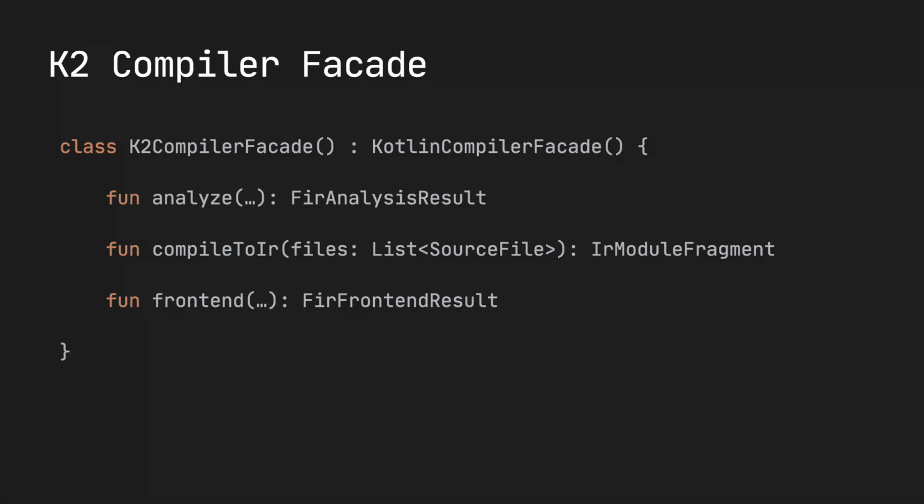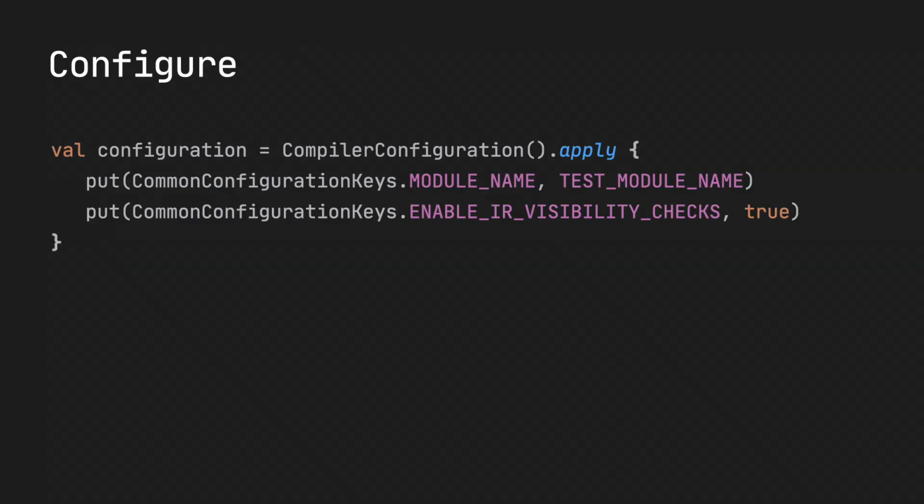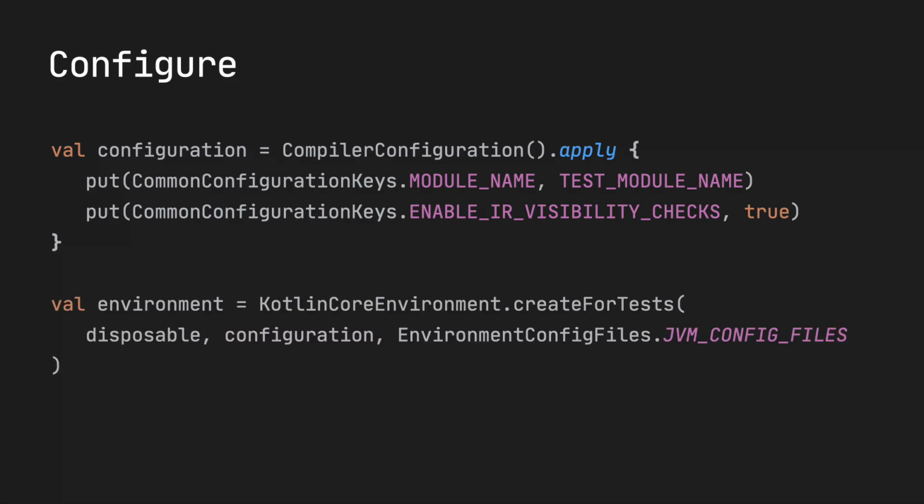It has an analyze method. It has a compile to IR method, which takes in all your test files. It has a front end method, and as the name suggests, it's utilizing the front end of the Kotlin compiler. So the first thing that you need to do to create this facade is to inject into it a configuration for your testing, which is what it does here. It turns on certain settings, as you can see.